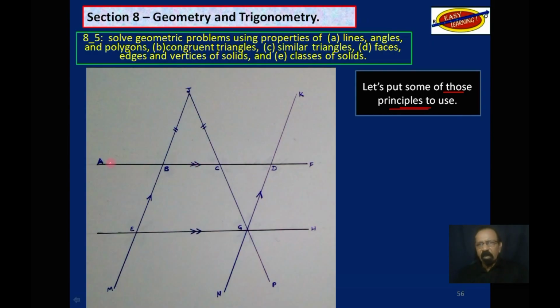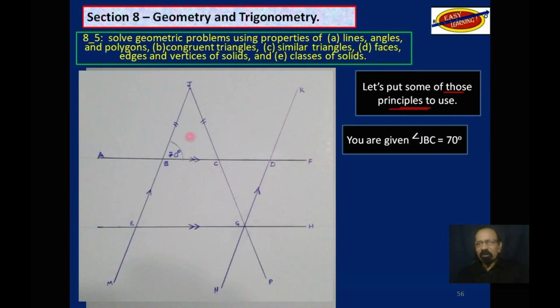You could see that AF is parallel to EH. You could also see that MJ is parallel to HK. You could see one transversal here, another transversal there, a third transversal here. You could see that you have an isosceles triangle up here. Okay, let us say you are given this one as 70 degrees. You're given that. And you are asked to find all the others that you see there.